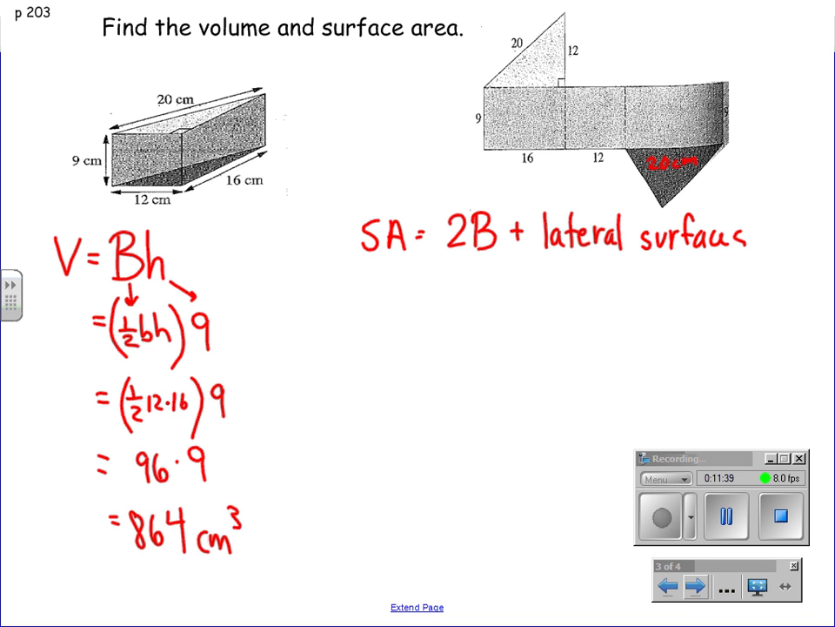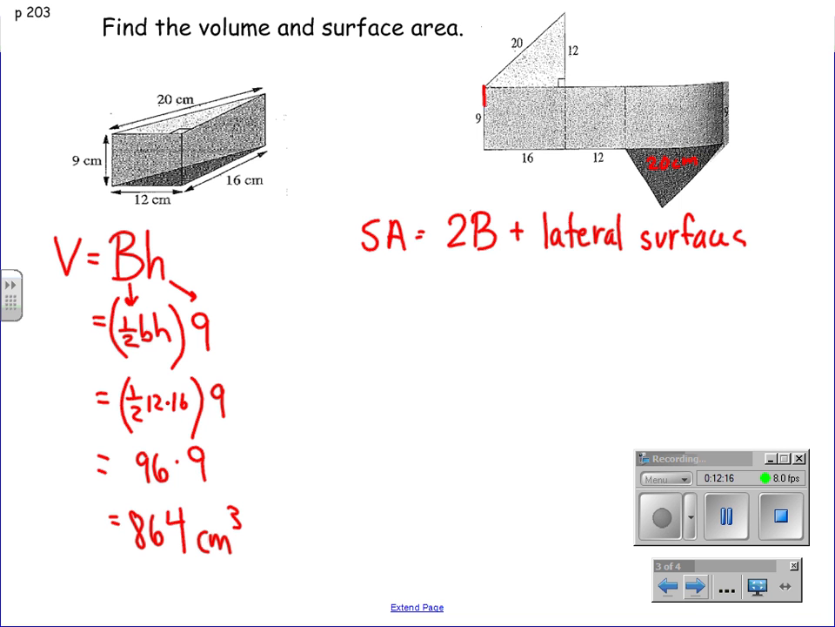You can find the area of each piece. You can find the area of this one, this one, and this one, and add them all together. But there's kind of a slick way to find the area of all of the faces at once. Can you think of a slick way to find the area of all of the faces at once?